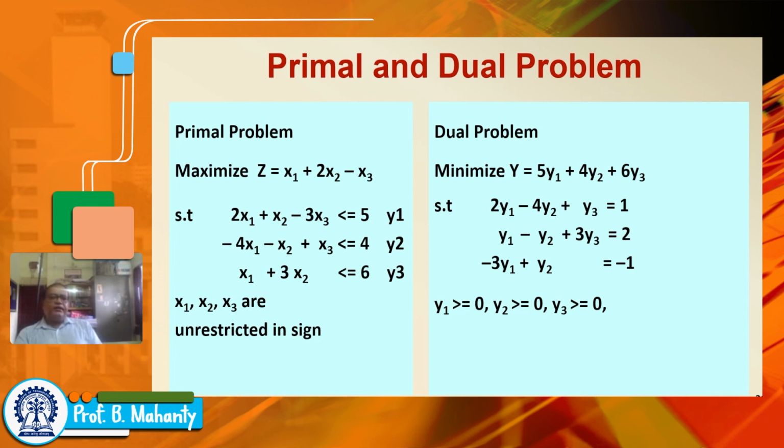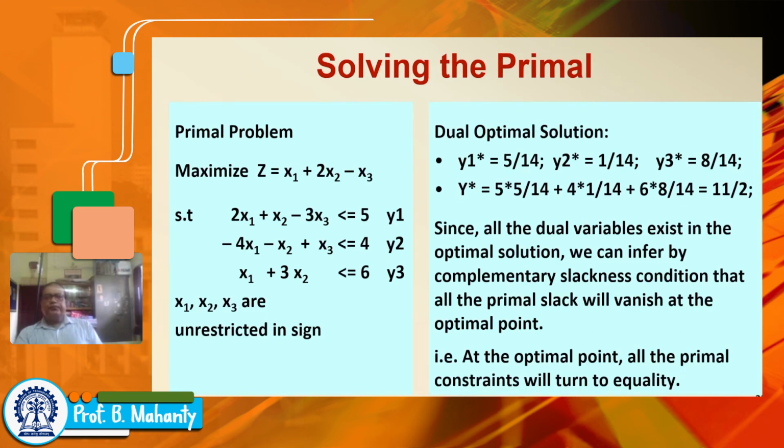So what does the complementary slackness condition say? That y1 multiplied by the corresponding slack at the optimal point equals 0. That means the slack will vanish because y1 exists. Similarly, y2 exists, so this slack will also vanish. y3 exists, so this slack will also vanish. In other words, since y1, y2, y3 all exist, we can conclude that these three constraints will turn to equality. Isn't it? So those three will now turn to equality.